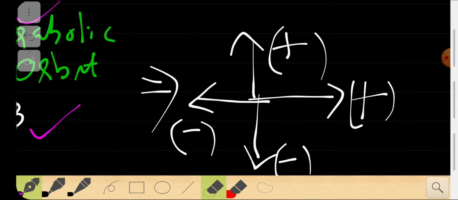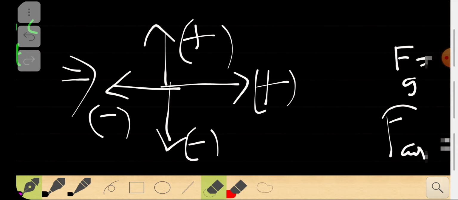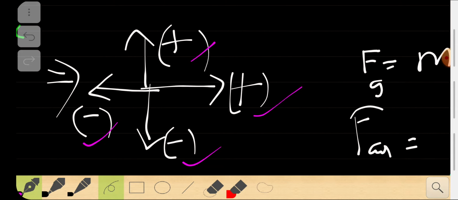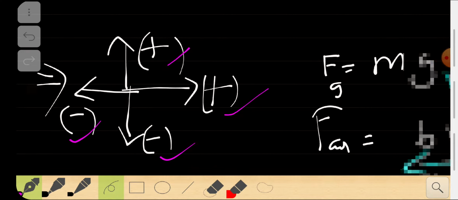Now what we need to remember is that when we choose our axis, we have to be precise, right? If I say that anything that goes up is taken as positive and anything that goes down as negative, and anything that goes to the right as positive and anything that goes to the left as negative, then the following problems are done with that in mind. We cannot switch in between problems.